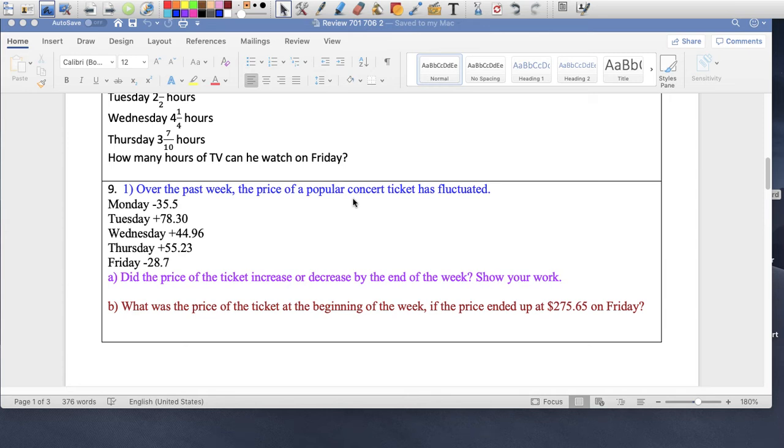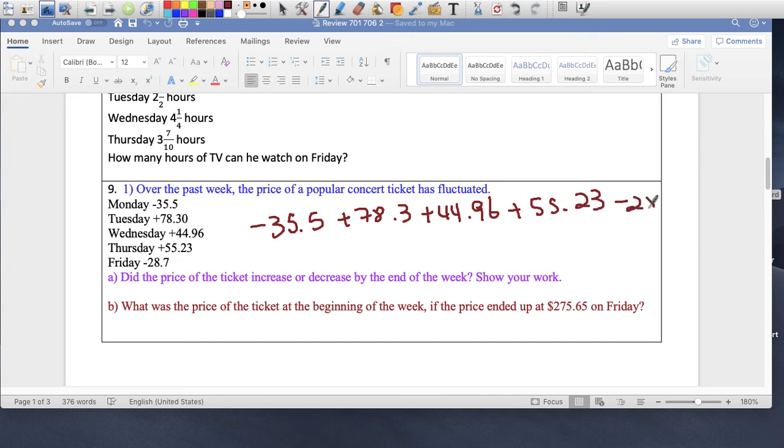This is that famous price fluctuation, right? So it's a popular concert ticket for some popular singer group. And the price keeps going up and down, so let me write it out. So it's 35.5, he lost. Went up again. I hate when it does that. And then went up even more. And then it went down a little bit, thank God.